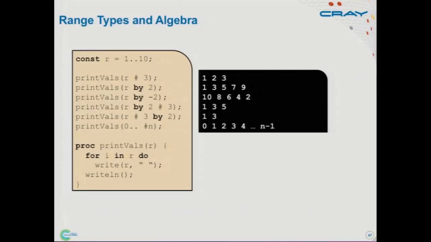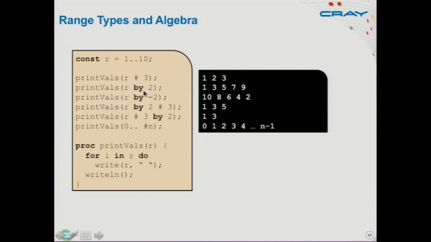So the next feature I want to show you is this concept we call a range. A range essentially represents a regular sequence of integers. So at the top here, I declare a range called r, and I declare it to be 1..10, which stores the integers 1, 2, 3, 4, 5, 6, 7, 8, 9, 10. There are a number of operators built on ranges that define a very simple algebra on it. The first operator here is the hash operator, which is like a count operator. This says, give me the first 3 values of the range. And so if I print out those values, I'll get 1, 2, 3.